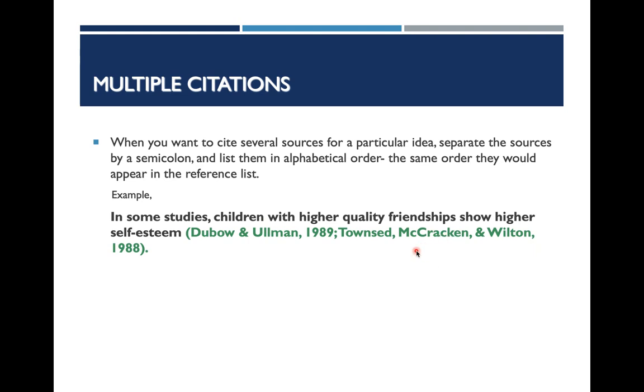Now, alphabetizing does come into play, because when we have multiple citations within the same parenthetical citation, we do alphabetize them by the first author's last name. So Dubois comes before Townsend because D comes before T in the alphabet.